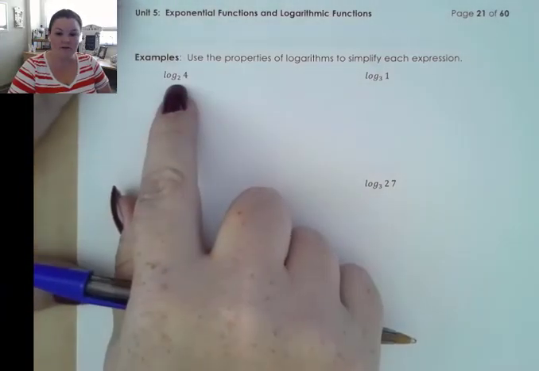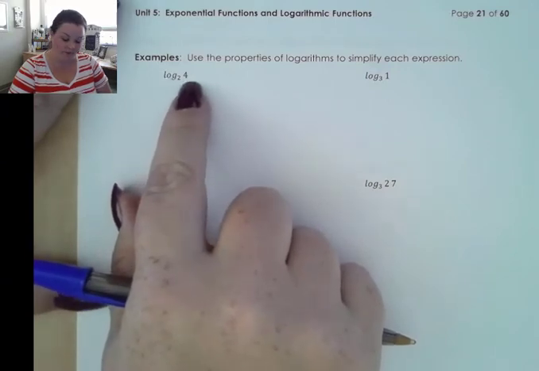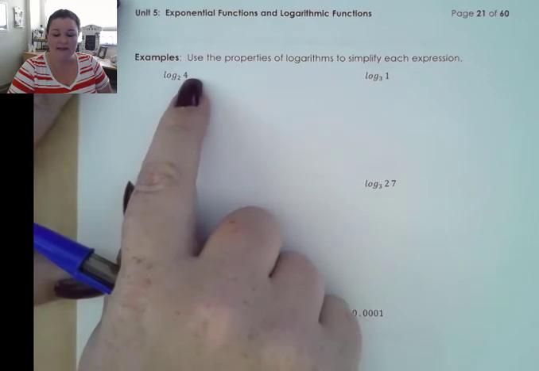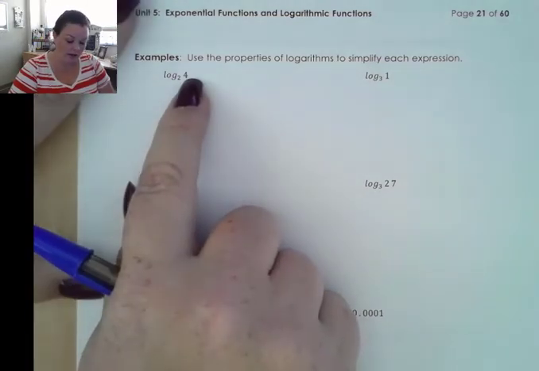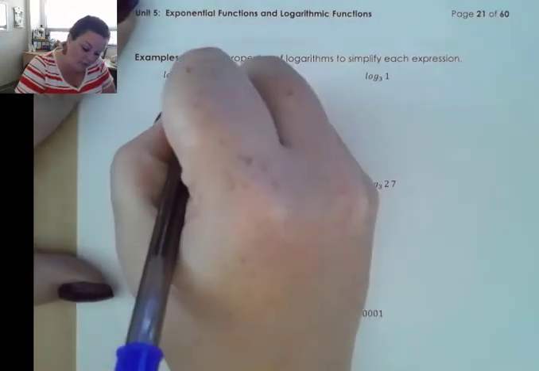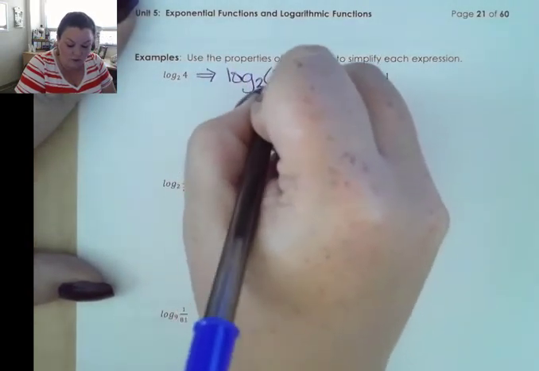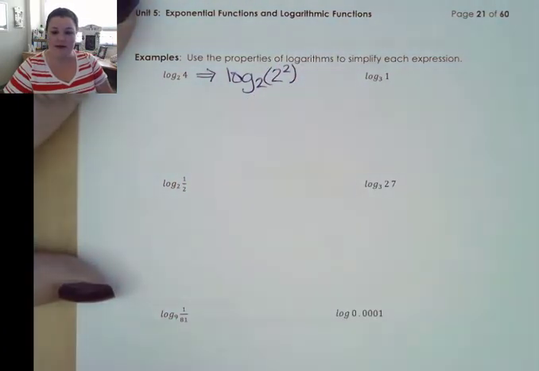So if I look at this first one, log base 2 of 4, my log base is 2, so I'd like to write this as an exponential base of 2 to some power. And we know that 4 is 2 squared. So I can rewrite this as log base 2 of 2 to the second power.